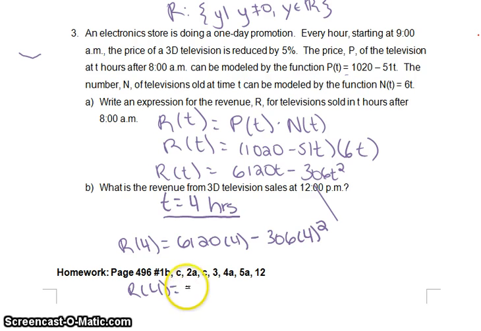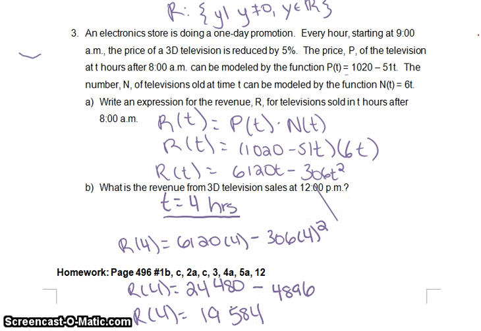6,120 times 4 is 24,480. Subtract 306 times 4 squared, which is 16. That there is equal to 4,896. Subtracting those two numbers, we have R(4) is equal to 19,584. So writing this into a sentence, our revenue was $19,584 from the sales of 3D televisions at 12 p.m.